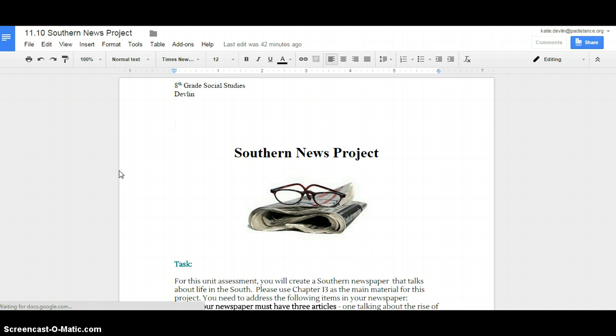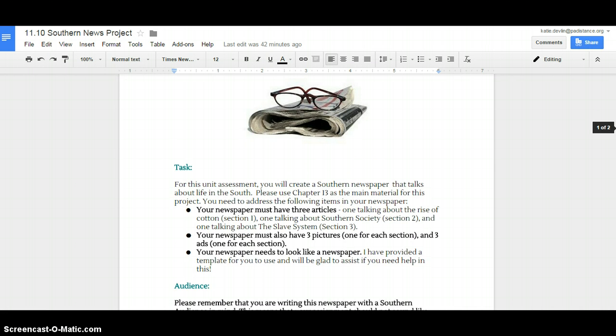The Southern News Project. Task. For the unit assessment, you will create a Southern newspaper that talks about life in the South. So basically, we have read through chapters 12 and 13, which talk about the current situation of the North and South in the time prior to the Civil War. We should now know about the rise of cotton. We should know about the importance of other things. And we should know about the fact that division was starting to arise. So, here are the requirements for this assignment.